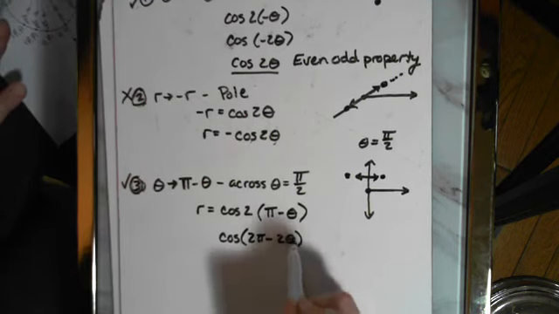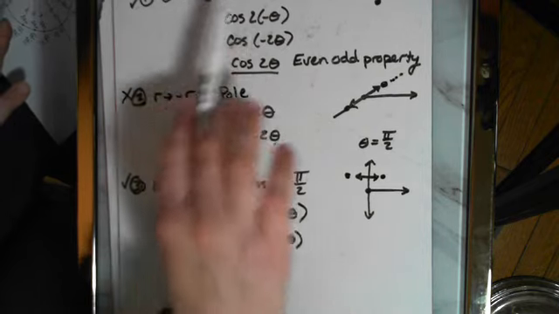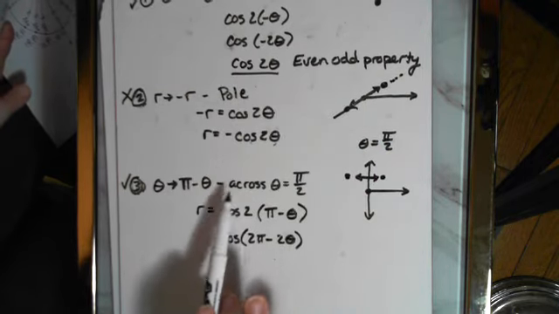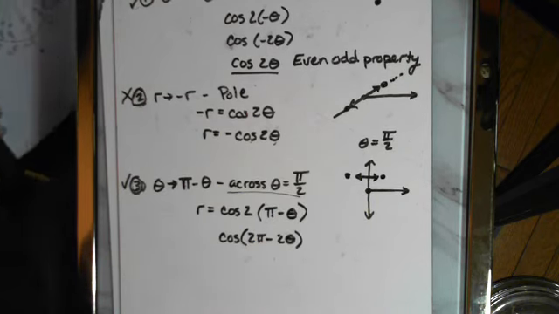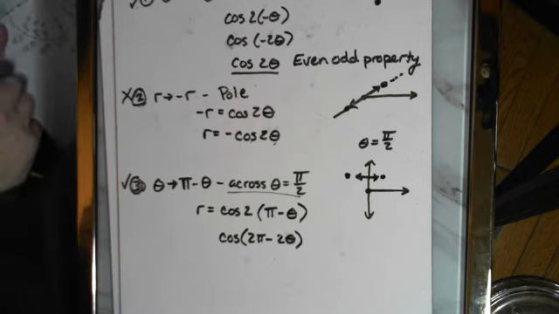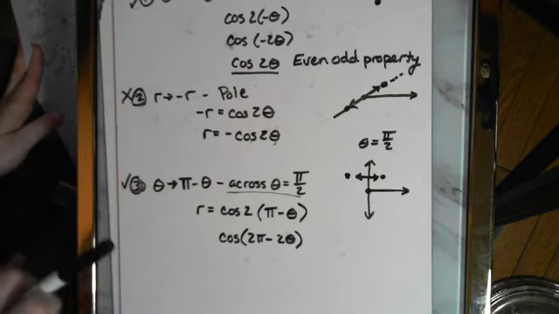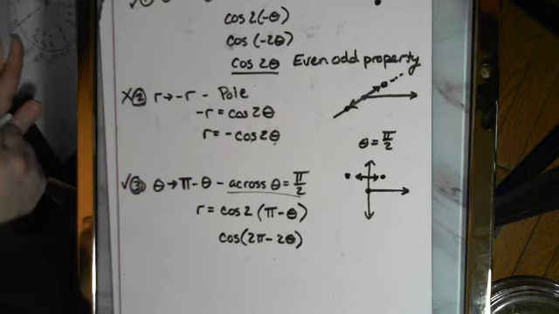So I know that this function is symmetric across the polar axis and symmetric across theta equals pi over 2. Now, with any function, it is possible that it is not symmetric across any of these lines, and it's possible that it only fits one of these, or it could fit all of these. So you have to check each and every one for all of your functions.